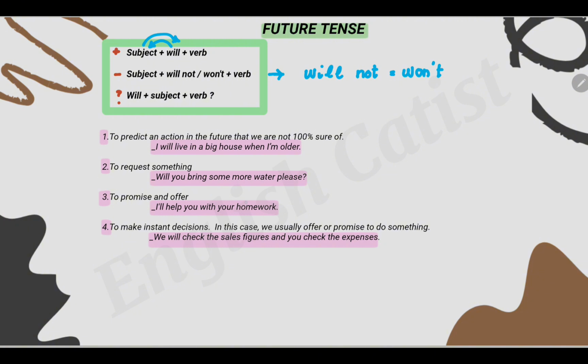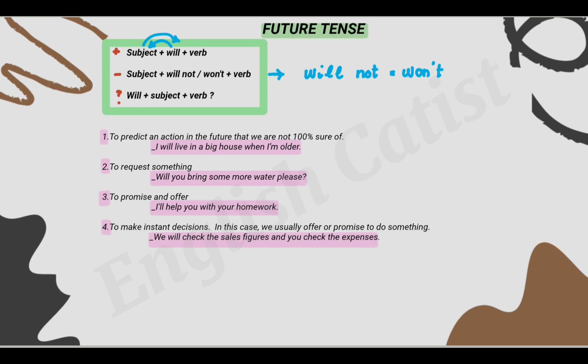The third one, to promise an offer, like, I'll help you with your homework. And the last one, to make instant decisions. In this case, we usually offer or promise to do something. For example, we will check the sales figures and you check the expenses.